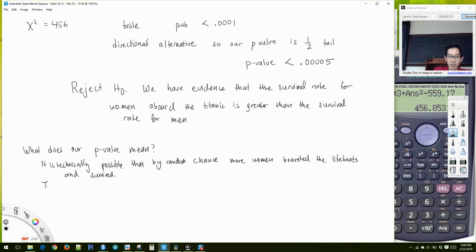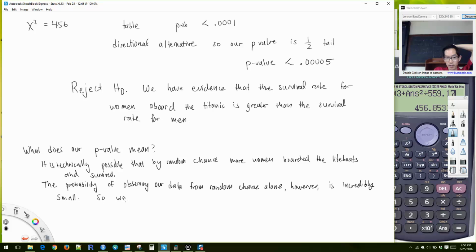Okay. However, the probability of observing our data from random chance alone, however, is incredibly small. Okay, so we say we have evidence that our data is not a result of random chance, and instead that something happened that increased the survival rate of women.